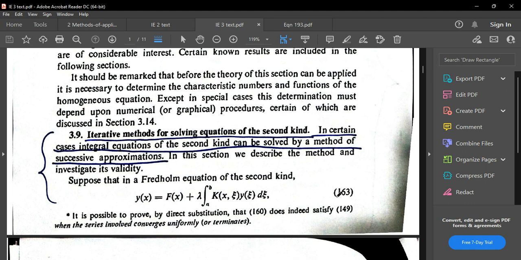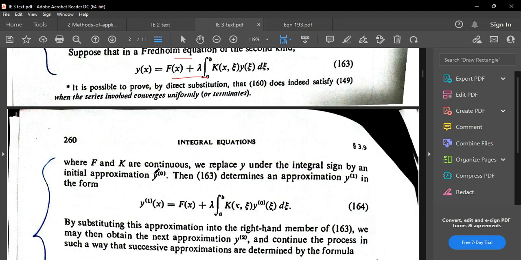Next we will look at iterative methods for solving equations of the second kind. These equations of the second kind can be solved by the method of successive approximations. This approximation method we will discuss.